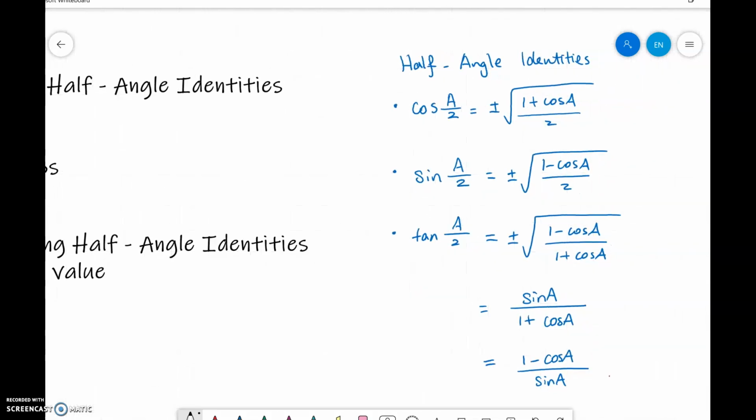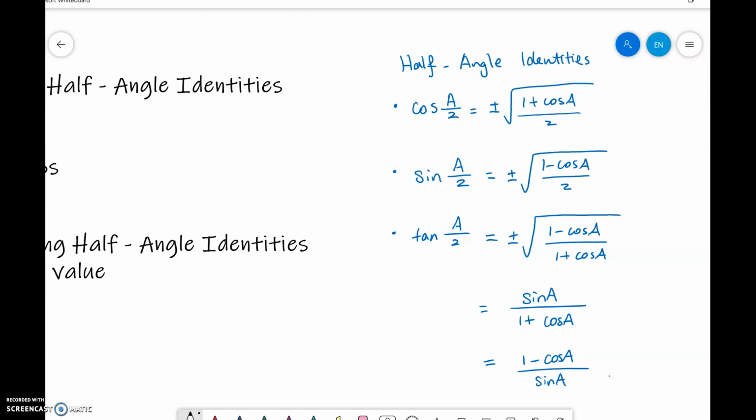So we have 5 identities. The first one is cosine of a over 2 equal to positive or negative square root of 1 plus cosine of a over 2. Second one is sine of a over 2 equal to positive or negative square root of 1 minus cosine of a over 2. The next 3 are the same for tangent of a over 2.